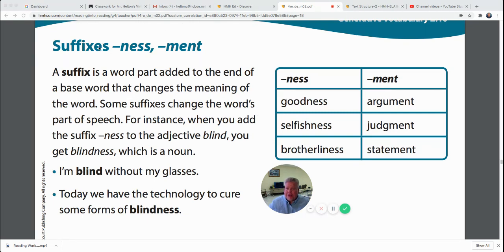And the first one here is just about suffixes. Suffixes are things that you add at the end of a word. They're word parts that go on the end of the word that change the meaning of the word. So a suffix is a word part added to the end of a base word that changes the meaning of the word. Some suffixes change the word's part of speech.